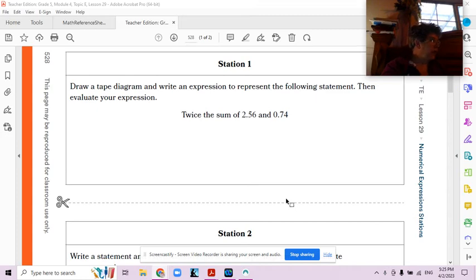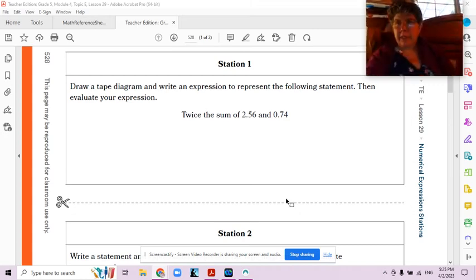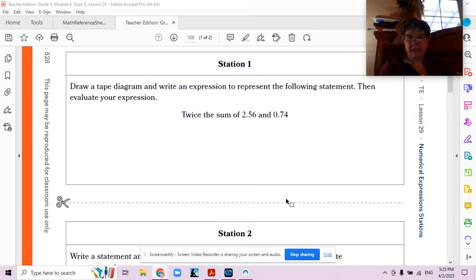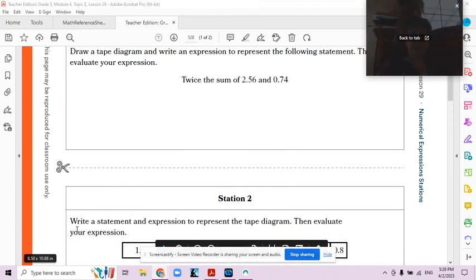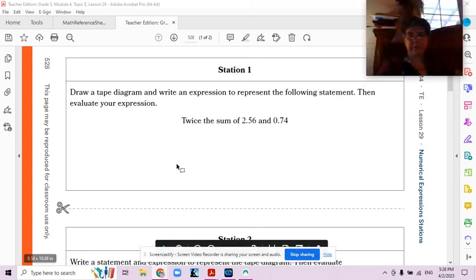So you're going to need your book, and you're going to need to be on page 267, and you're going to take notes while I go over the different stations with you, basically writing down the same things that I'm writing on your screens. Okay, so draw a tape diagram and write the expression to represent the following statement, then evaluate your expression. Okay, so here we have some vocabulary, and we need to know what a tape diagram is. I think you're pretty good on those.